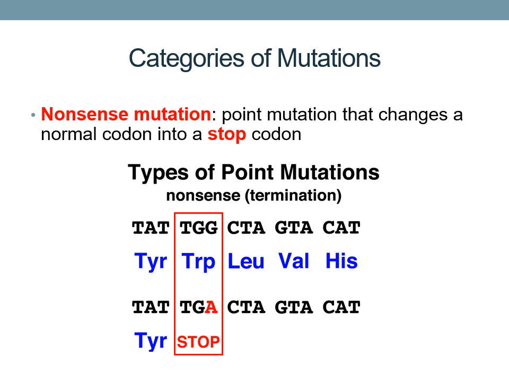A nonsense point mutation changes a normal codon to a stop codon. Here, the guanine is changed to an adenine, and when transcribed and translated, results in a stop codon, so the protein cannot be fully translated.